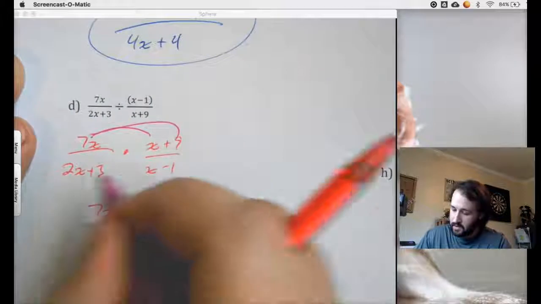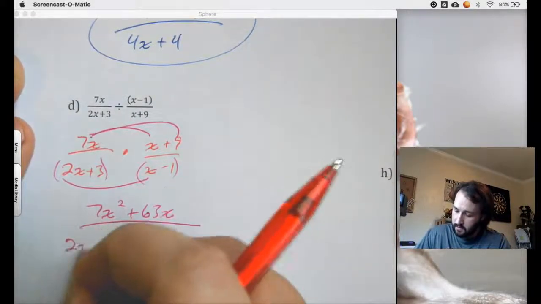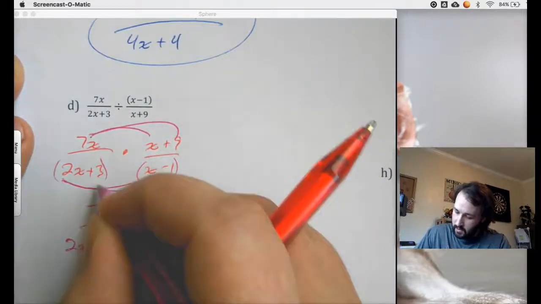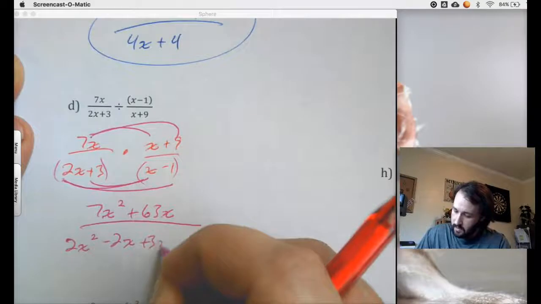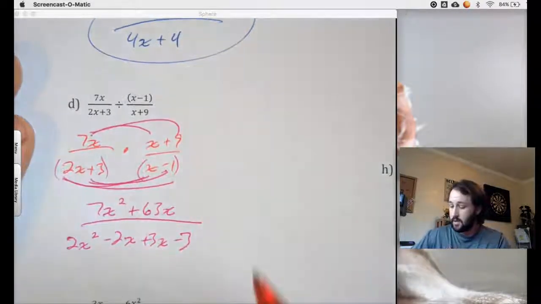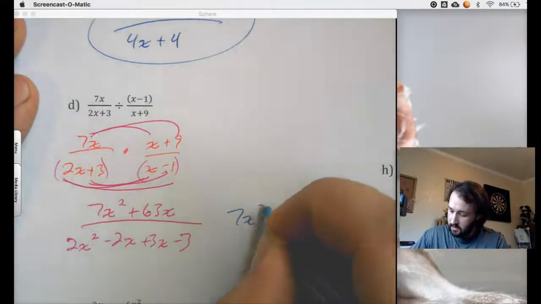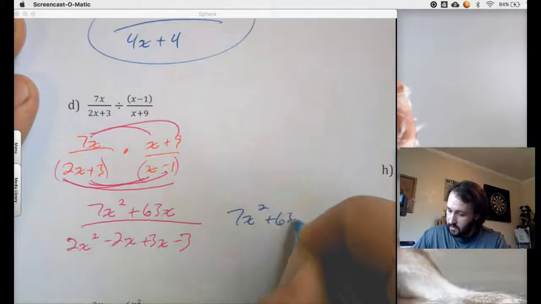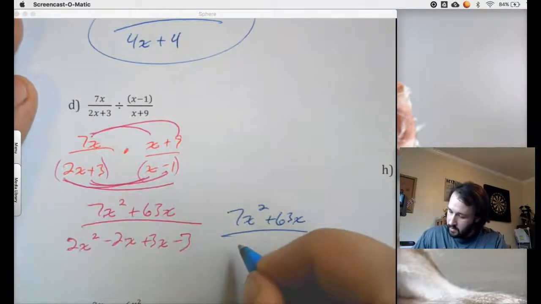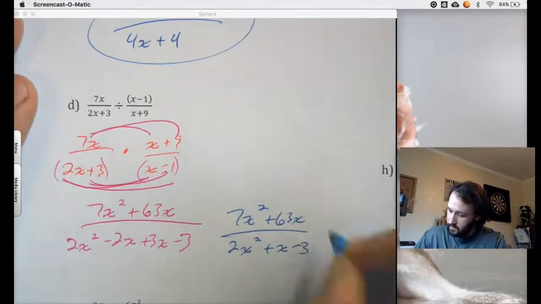Here, I'll take my time on this next one for you guys. And then 2x squared minus 2x plus 3x, and then minus 3. So then combine my terms in your denominator. This will come out 7x squared plus 63x over 2x squared plus x minus 3.